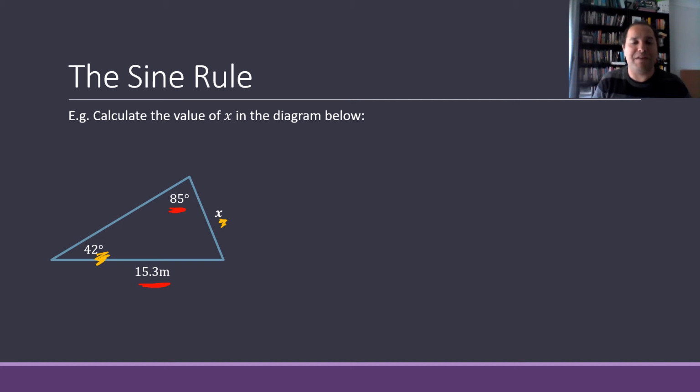Now in this one here, we're looking to find a side, so it makes sense to put our sides on top in our sine rule. So a over sine A, I'm going to say it's going to equal b over sine B. And substituting those values in, we'll have 15.3 over sine 85, and that's going to equal x over sine 42 degrees.